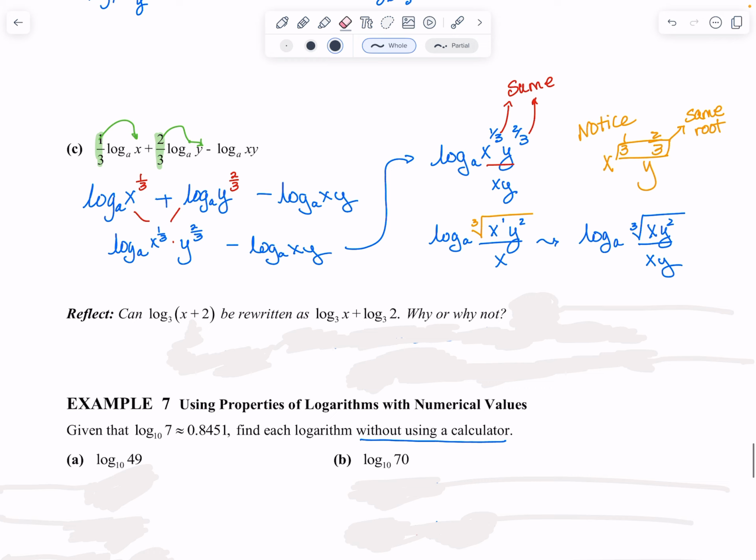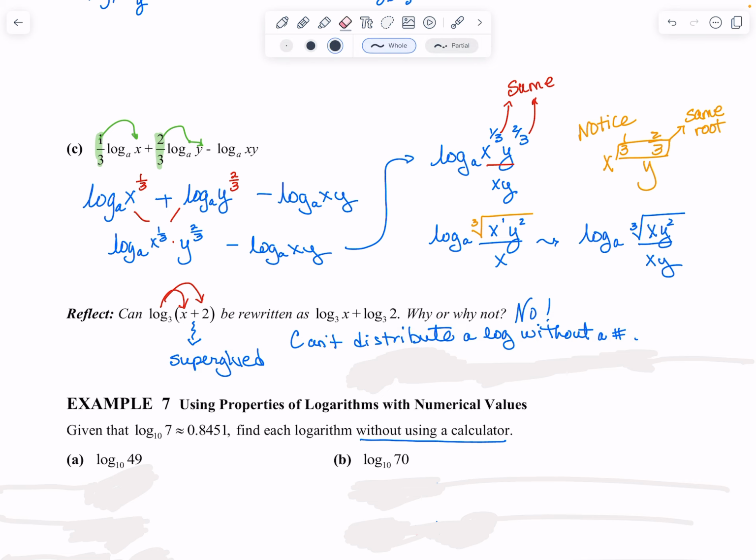Now here is a trap, okay? So the question is, can I distribute a log? Can it be written like this? Can I distribute a log? Why or why not? Well, no, you cannot distribute, because that x plus y is super glued together. And this log is something you do to a number. It's not a number itself, okay? So I cannot distribute that.